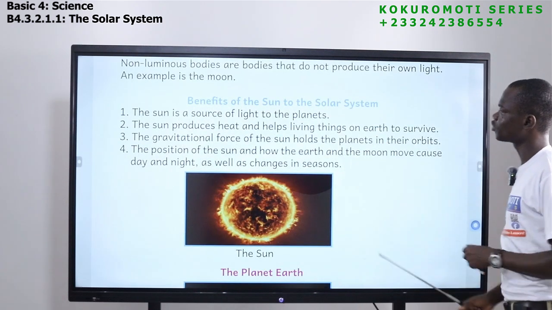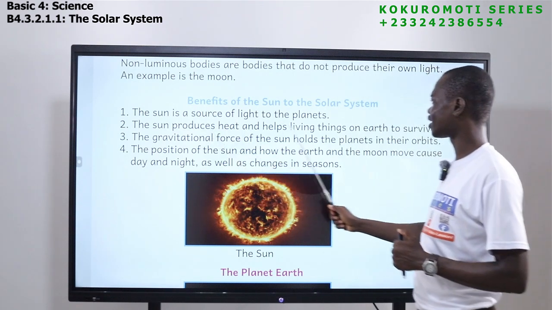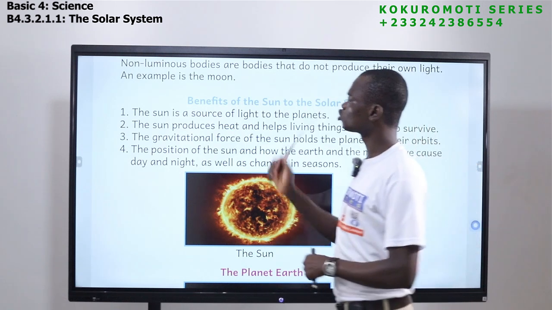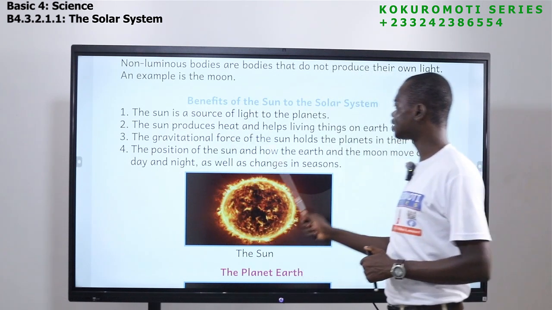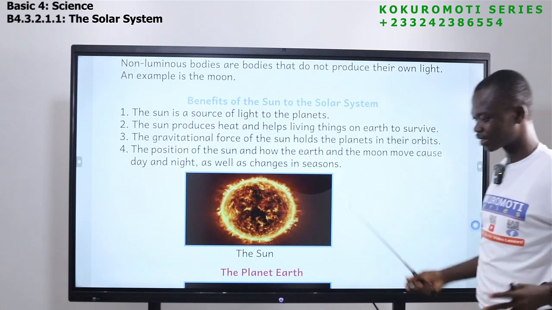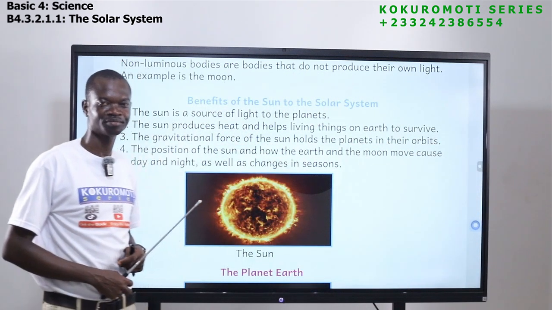Now, let's look at the benefit of the sun to the solar system. 1, the sun is a source of light to the planets, so all the planets get their light from the sun. 2, the sun produces heat and helps living things on earth to survive. So the heat that we living things on earth get, we get it from the sun.